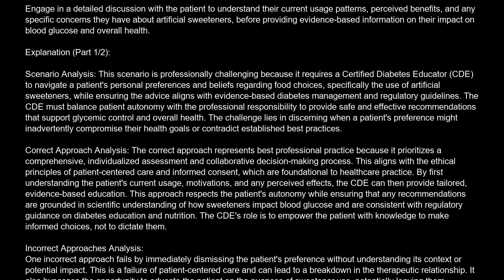This approach respects the patient's autonomy while ensuring that any recommendations are grounded in scientific understanding of how sweeteners impact blood glucose and are consistent with regulatory guidance on diabetes education and nutrition. The CDE's role is to empower the patient with knowledge to make informed choices, not to dictate them.